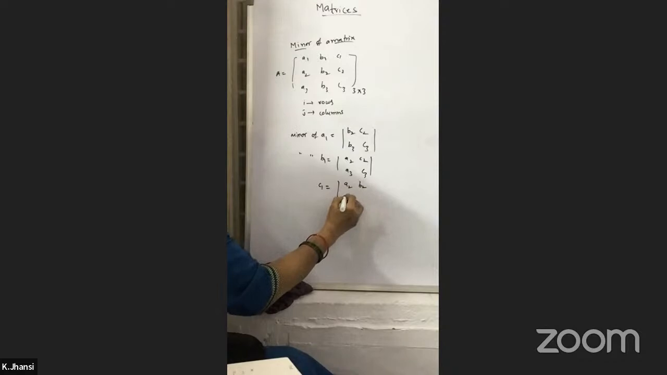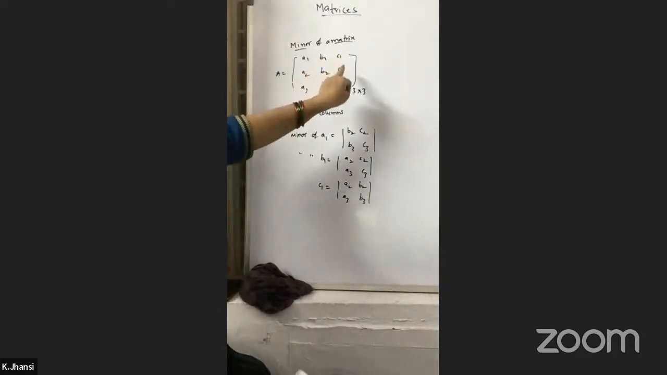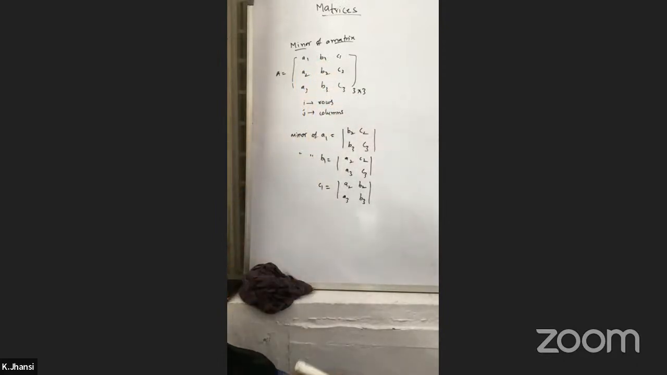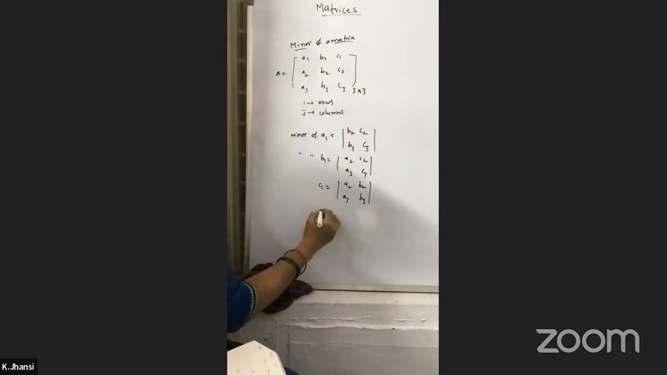A2, B2, A3, B3. Okay. So for each and every element, here 9 elements are there. For 9 elements, we can find the 9 minors. If we take out the second one, A2.